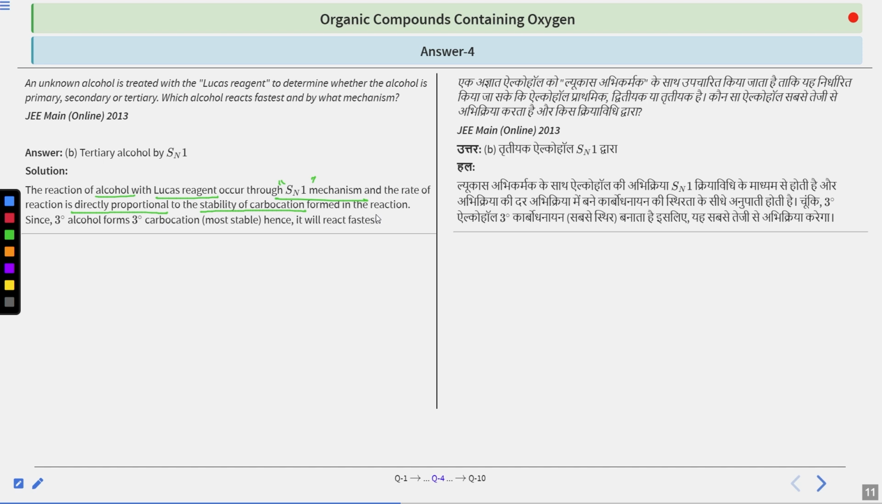The more stable the carbocation, the higher the rate of the reaction. Since tertiary alcohols form a tertiary carbocation, which is the most stable among tertiary, secondary, and primary, the tertiary alcohol will react fastest. That is why we have our correct answer as tertiary alcohol by SN1, that is option B. Okay, let's move on to our next question.